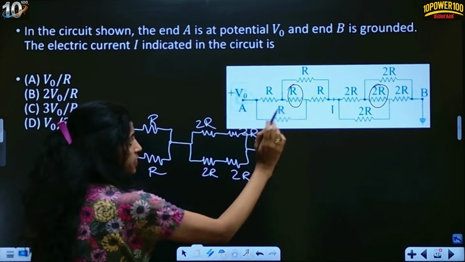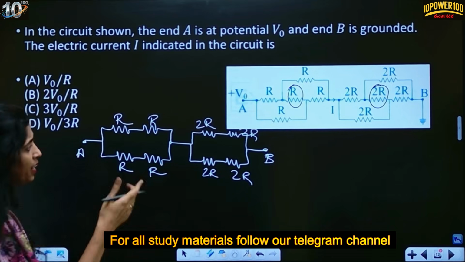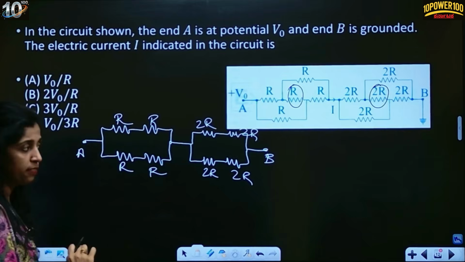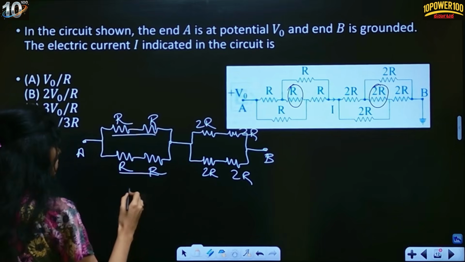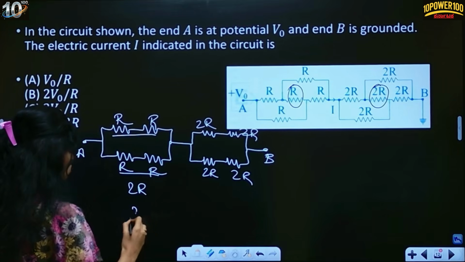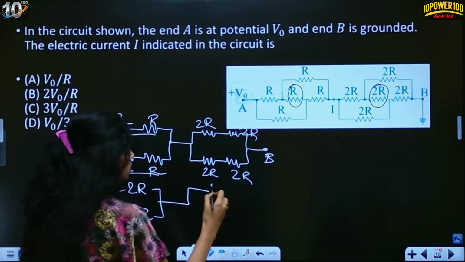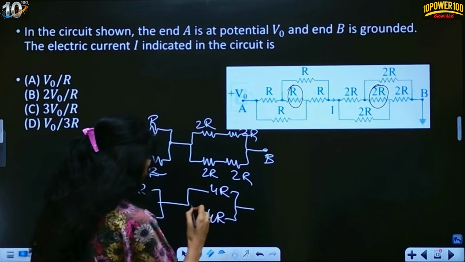Whenever you have such a type of circuit, the middle wire will not be included. Remember this, and it is like the Wheatstone network also. When you reduce that, you will get this type of circuit. Now it's easy, guys. 2R and 2R are in series, so you will get 4R. R plus R is 2R. So 2R and 2R are in parallel. And here 2R plus 2R is 4R. Again, these two are parallel.